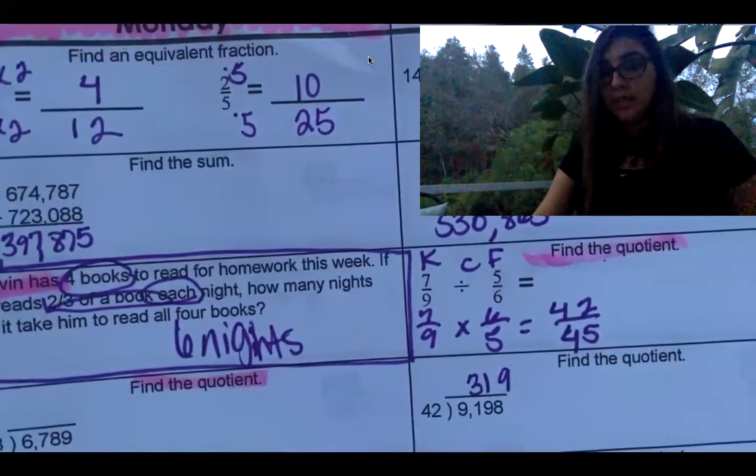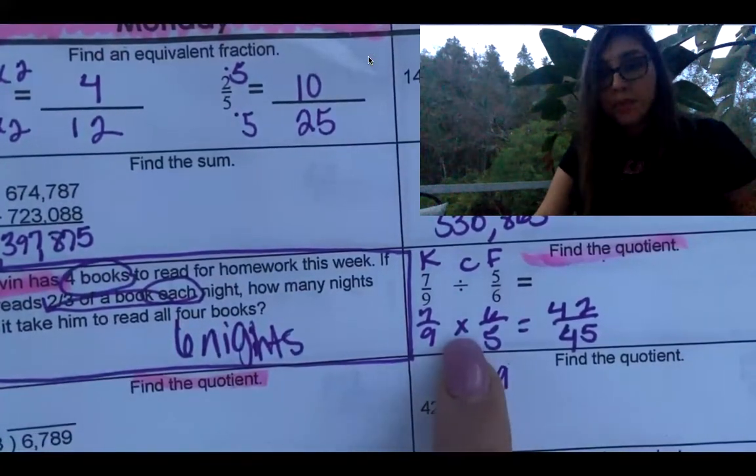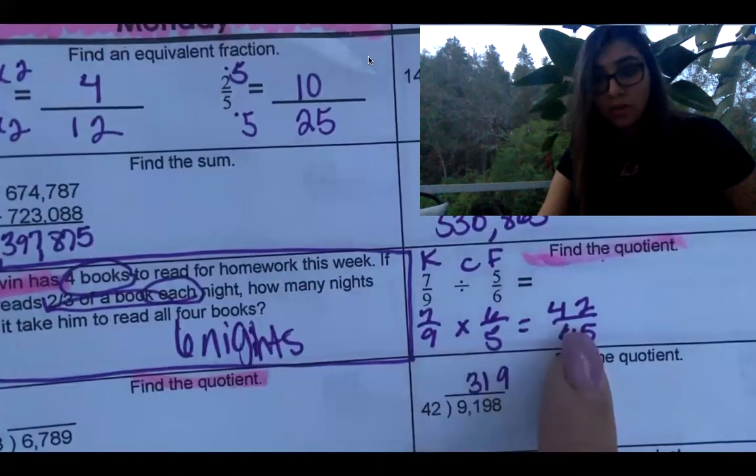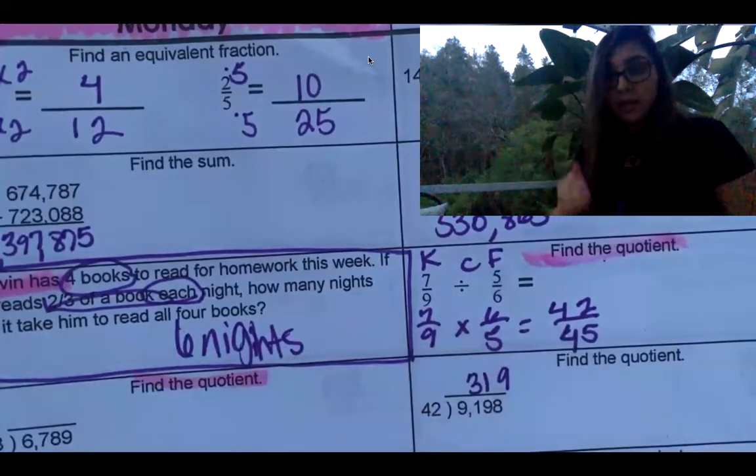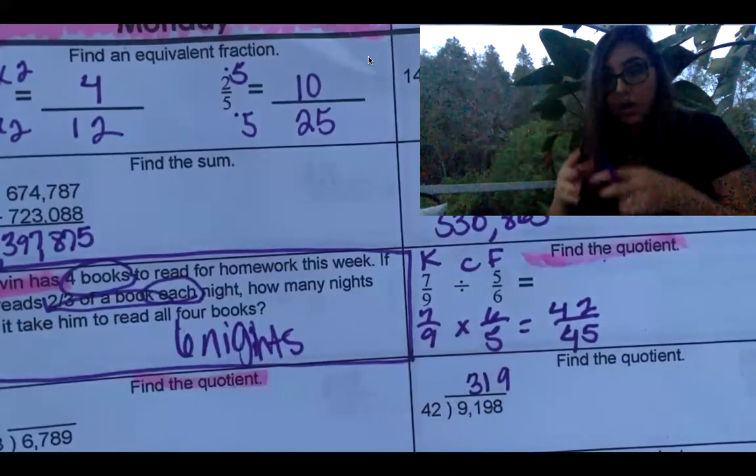I hope you thought that was easy. And remember, the reason why we're multiplying when we're finding the answer to a division problem is because we want the bigger denominator. It means that the slices are cut even skinnier.